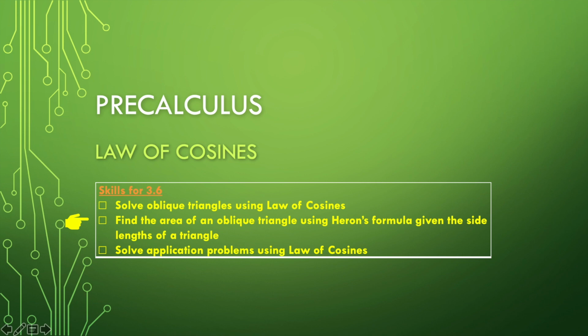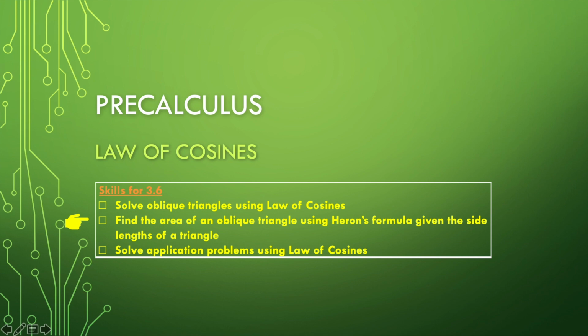As we continue this conversation about the law of cosines, we are going to digress just a little bit and use a formula that's often associated with the law of cosines to find the area of a triangle. This formula is called Heron's formula, or sometimes Hero's formula. It's very handy because you use it when you have all three sides of a triangle.